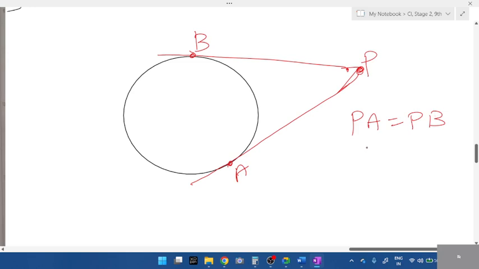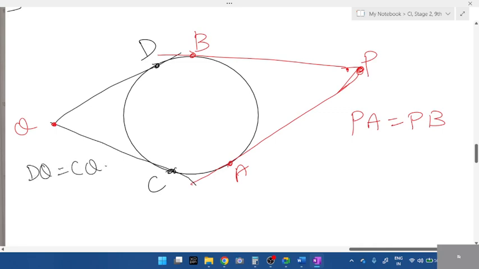Copy this. And if I take another point here, Q. If I draw a tangent like this from here to here, C and D. So DQ will be equal to CQ. Their tangents will be equal. So from any point outside the circle, P and Q are points outside the circle, the tangents will be equal. DQ, CQ, PB, PA.